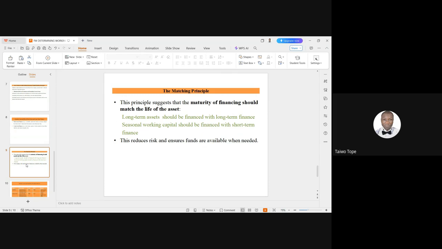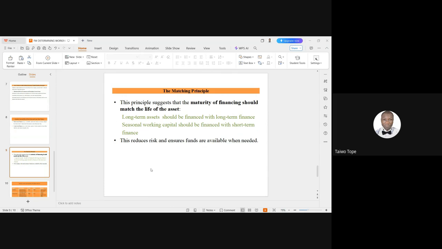Now we have permanent assets. For you to finance your permanent assets, you need long-term funding. So long-term assets should be financed with long-term finance. Using equity or long-term debt provides stability and avoids the risk of frequent refinancing. Just as you wouldn't use a payday loan to buy factory equipment, you shouldn't rely on short-term loans to finance the inventory you always need. Yes, that is one thing about that.